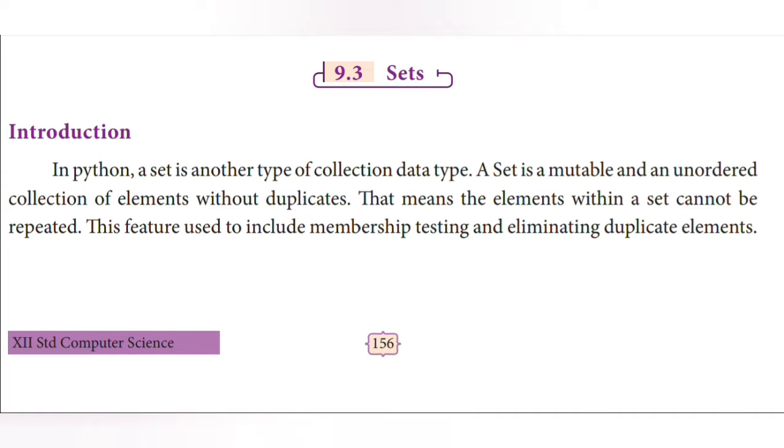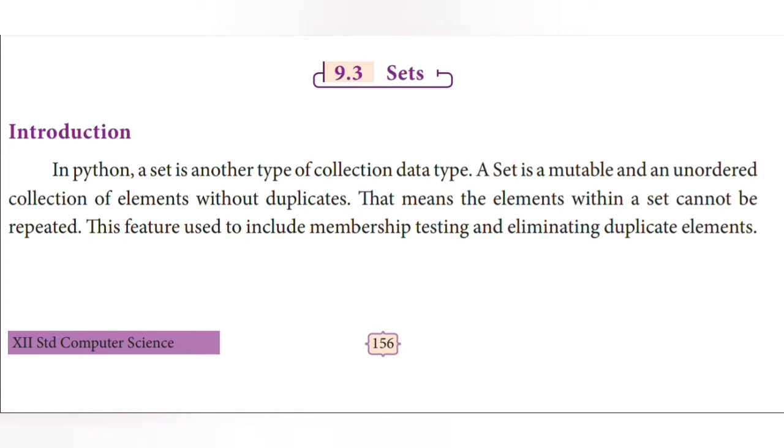What is meant by mutable? A set is mutable, that is, you can change the elements present in a set. A tuple is immutable, that is, elements cannot be changed in a tuple, but in a set the elements can be changed. It is also an unordered collection of elements, so there is no order. When you assign some order to the set elements, we get a different order in the output. And without duplicates: duplicates cannot be accepted in sets.